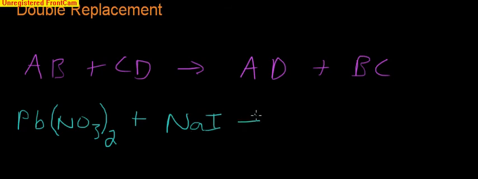So when we mix these two chemicals together, we're going to have a double replacement reaction. If you look here, lead is going to be where A is, nitrate is going to be where B is, sodium is going to be where C is, and I is basically where D is. So in our products, we're going to have lead, which is no longer going to be with nitrate, but we're going to have lead iodide.